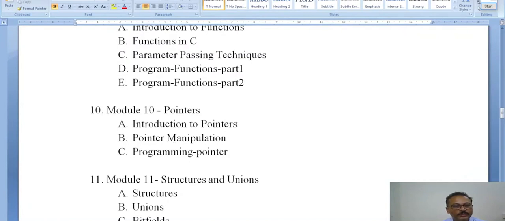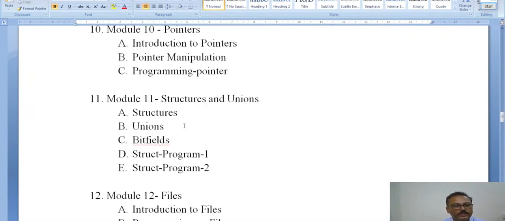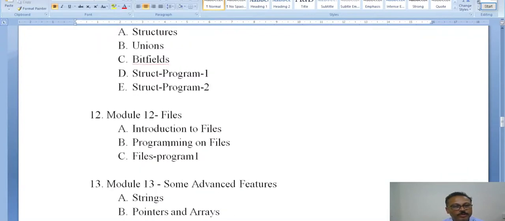How do you use pointers to efficiently use the memory? We'll discuss that as part of this module. And then structures and unions: how do you combine different data elements, like the name of the person, roll number, which can be integer, and marks, which can be of real type? How do you combine all those things using structures and unions, and how do you make use of memory efficiently by representing data in terms of bits, not bytes or words? That we'll discuss as part of structures and unions, and then files.